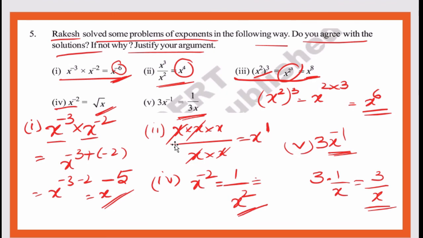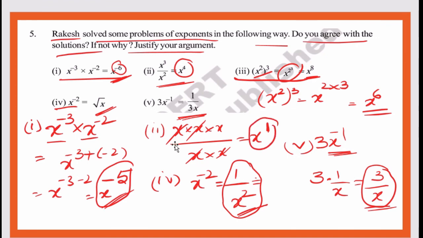So what are those correct answers? For the fifth one, the answer is 3 by x. For the fourth one, it should be 1 by x square. For the first one, it should be x power minus 5. For the second one, it should be x power 1. For the third one, it should be x power 6. So these are the correct answers. But whatever he has done is wrong, right? This is the situation of each and every student, right?